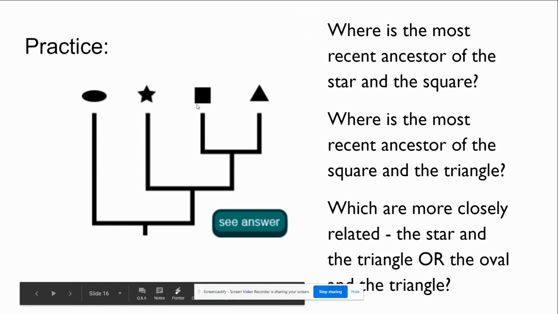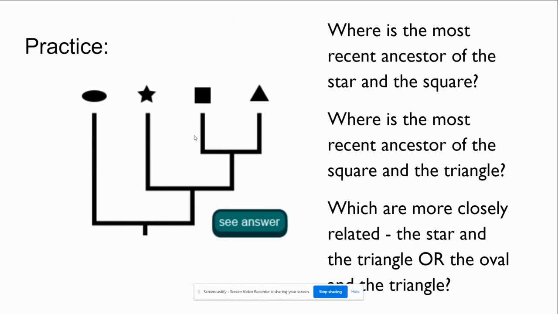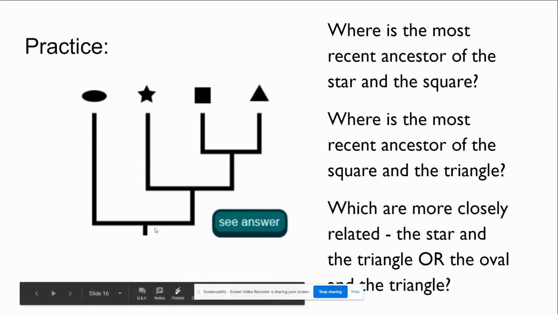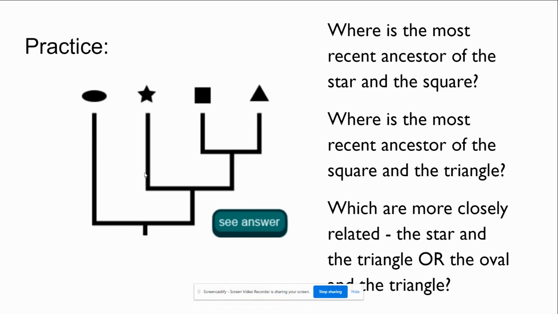Let's see. You've got to follow. There's the star. You just have to follow the pathway down till you find where they intersect. Okay. Most recent ancestor of the square and the triangle. Right there. And which are more closely related, the star and the triangle? Wait a minute. The star and the triangle intersect right here.